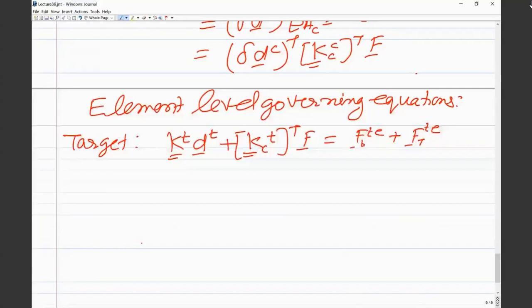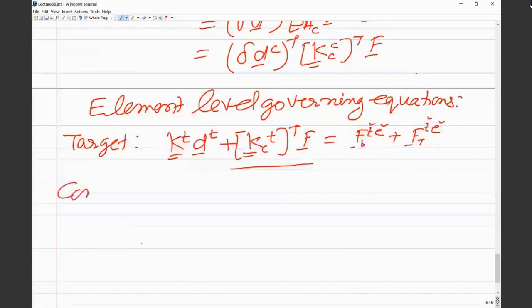And if you look at this term, it is going to be there only if the target element is in the contact region. So one of the edges of the element is actually touching the contact region, and that is where this contribution is going to be there. If the element is away from the contact region, then it would be simply KT DT equal to FBTE plus FTTE. Superscript T is for the target and E is for the element, that is, the element level load vectors.